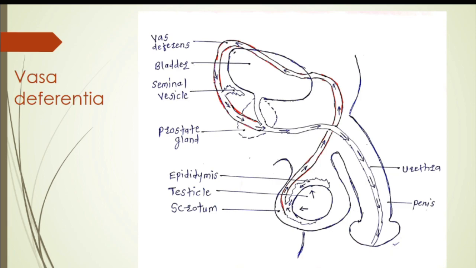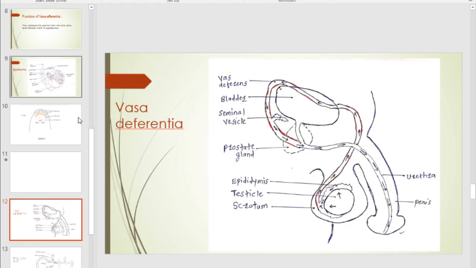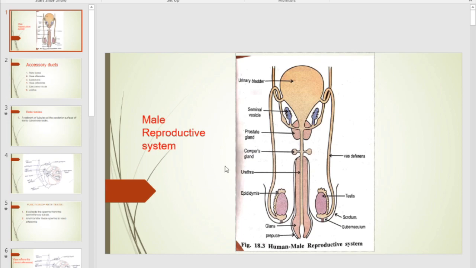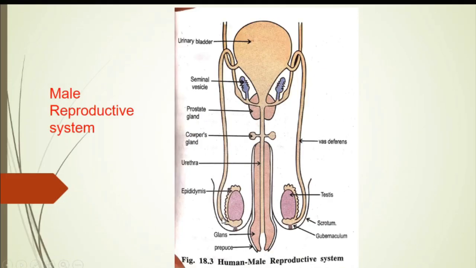Next part, or the next accessory duct, is the vas deferens. I have already shown you the vas deferens. You can see it again in this figure. Look at this figure over here. Yes, so this is the vas deferens. This is one vas deferens.